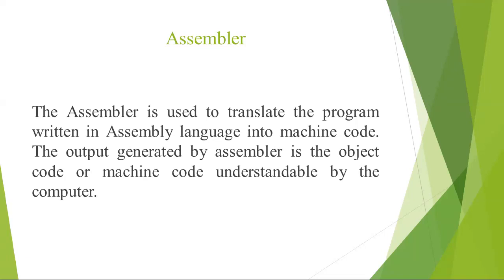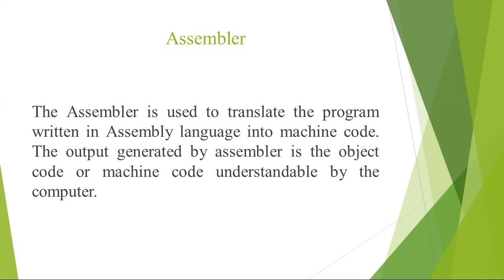Here comes the assembler. What is an assembler? Assembler is the second category of language processor. An assembler is used to translate a program written in assembly language into machine code or machine language. The output generated by the assembler is the object code or machine code that is understandable by the computer.